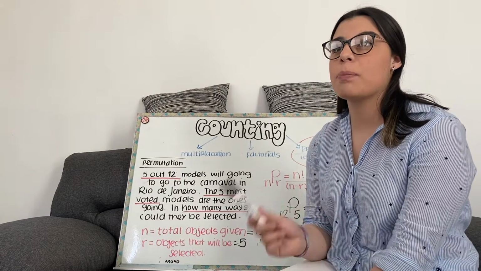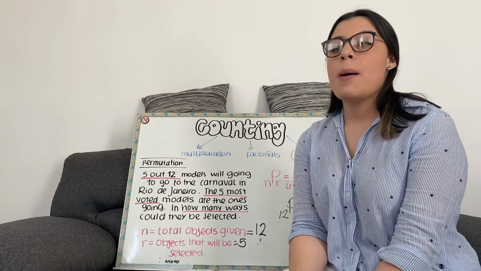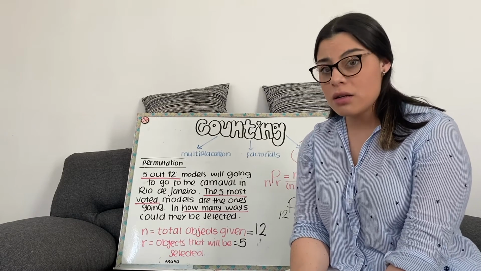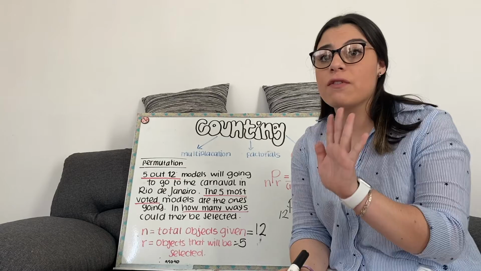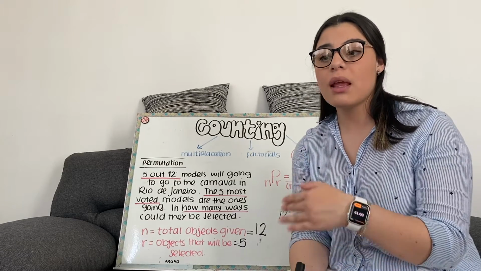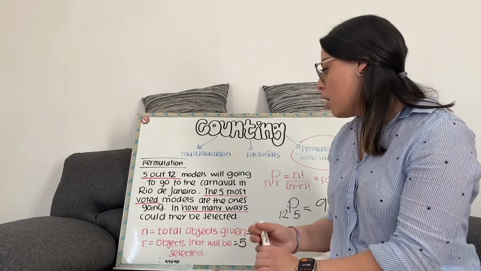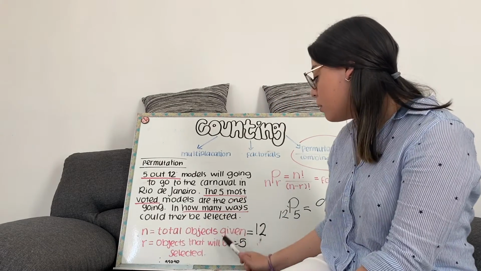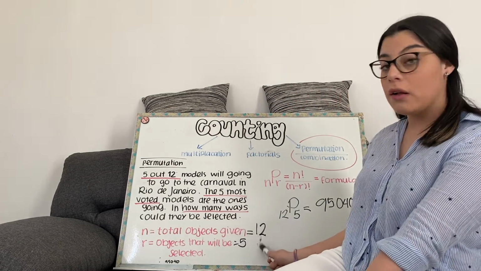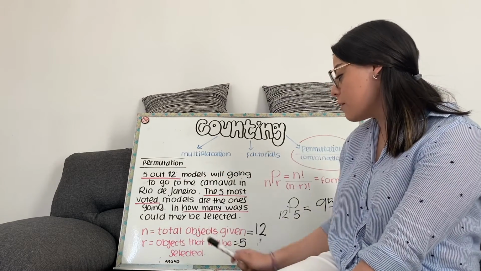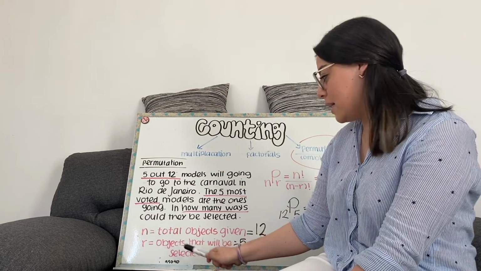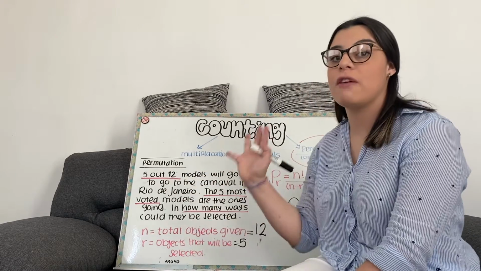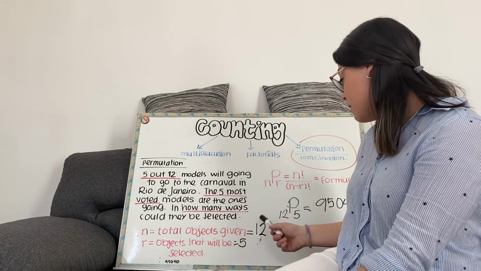Okay, how do we know it's a permutation problem? Because the order matters. When the order matters, like we are only choosing 5 girls and not more, that means permutation. So first we're going to select our total of objects given. That means 12 because it's the total of the models. And then R means the objects that will be selected. That means 5 because only 5 out of 12 are the ones.